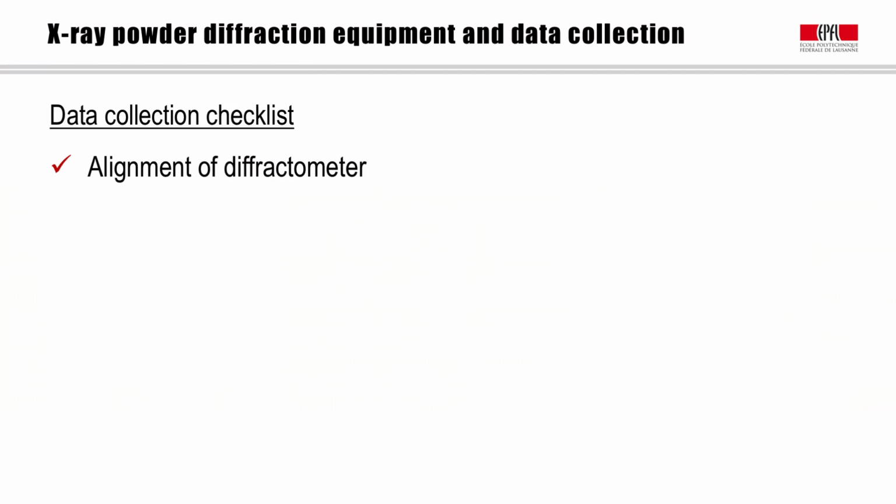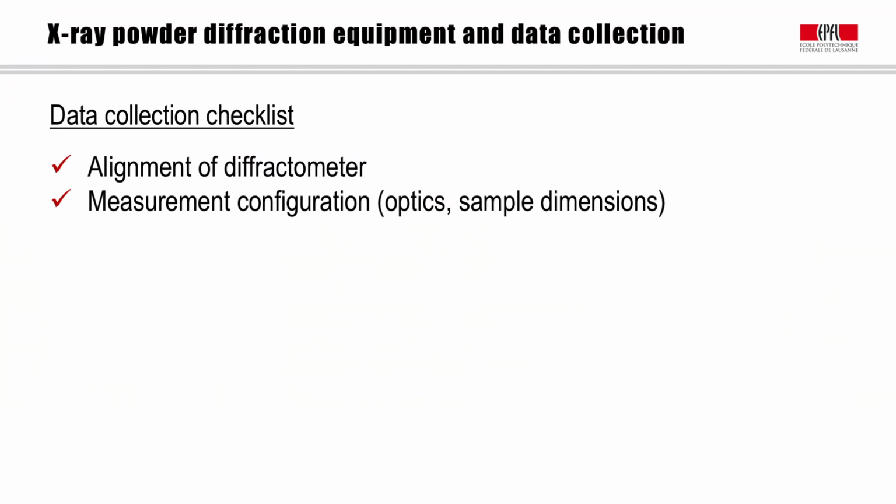Before you start data collection, it's important to check if the diffractometer system is well aligned and that a suitable measurement configuration is chosen. In case of a flat plate reflection geometry, a correct combination of optic elements and sample size should ensure that neither sample transparency nor beam overflow at low angles occur.